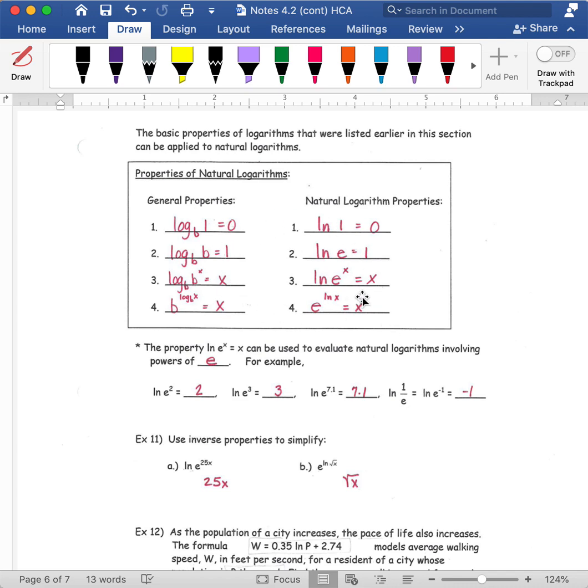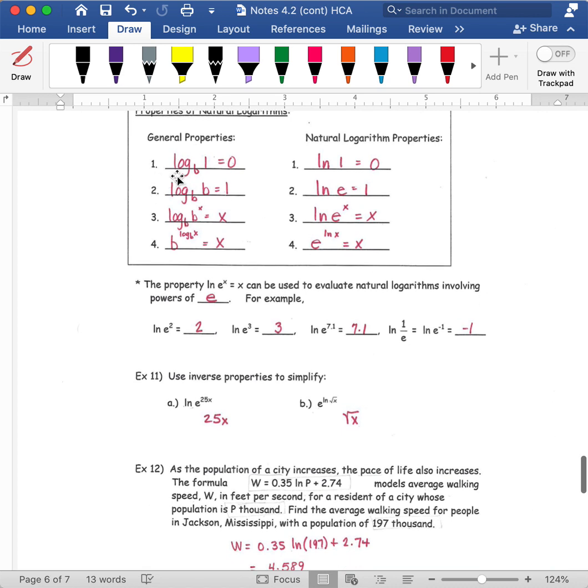This is just copied again so that it's on this page. Okay, log base b of 1 is 0. Here are your inverses. Log base e of 1 equals 0. Why? Because e to the power 0 equals 1. This here, natural log of e equals 1. Why? Because this is really log base e. So e to what power equals e? The power of 1.